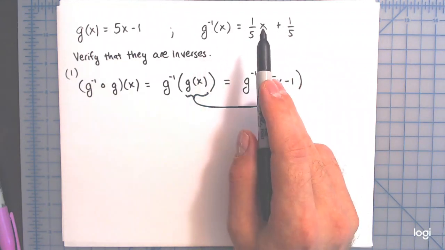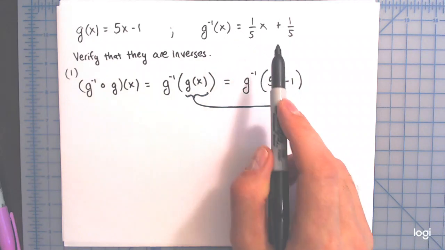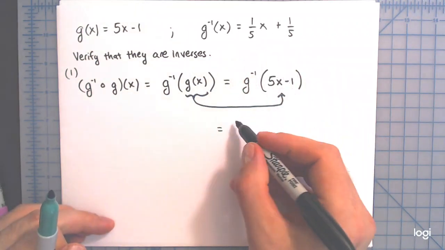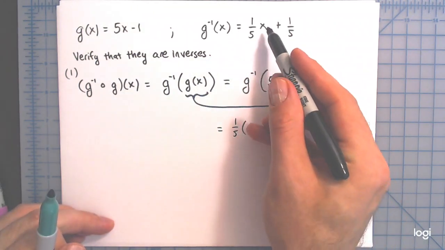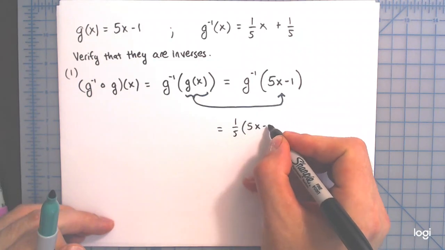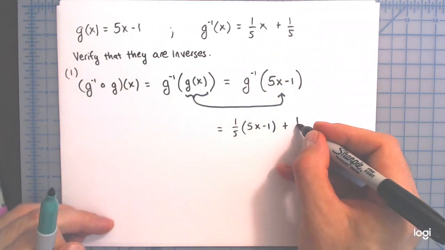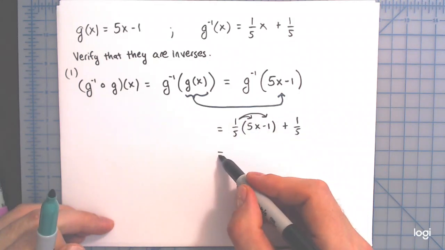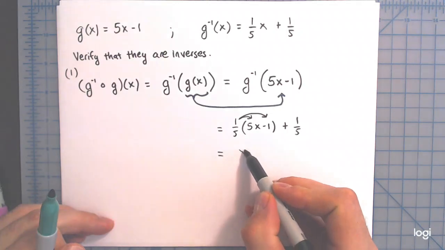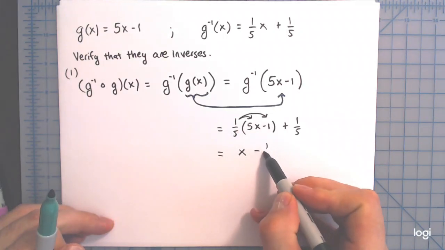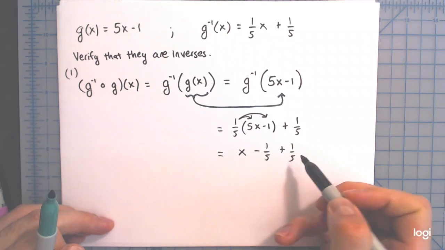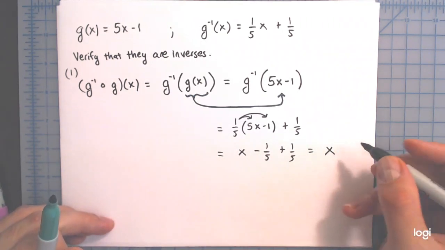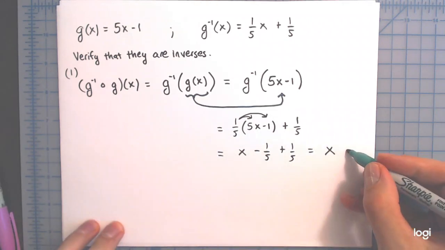So everywhere the input is in g inverse, I replace it with this quantity 5x minus 1. So we have 1/5 times the quantity 5x minus 1, and then plus 1/5 after. And let's distribute the 1/5 and simplify. Now 1/5 times 5x is just x, 1/5 times -1 is -1/5, and then plus 1/5, and look at that, -1/5 and the positive 1/5 make 0, and you are indeed left with just x. So check mark on that.